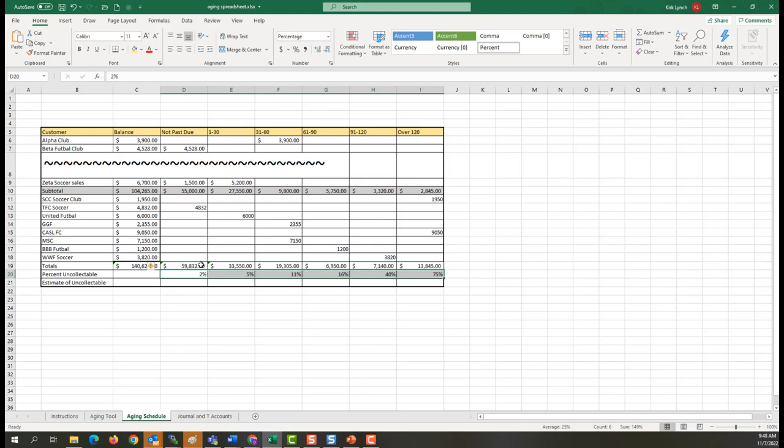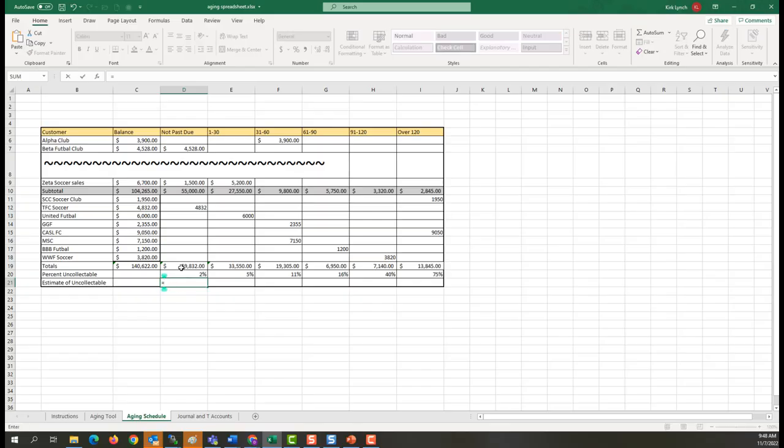And now, we have predicted here that of the 59,832 in the not past due, 2% we will not collect. In this category of 1 to 30 days, we're going to predict 5% doesn't get collected, here 11%, 16, 40, etc. So all I'm going to do to get these numbers is, again, take this original amount in that category and multiply it by this percentage right here, and I get that I'm predicting $1,196.64 will not get collected for our not past due.